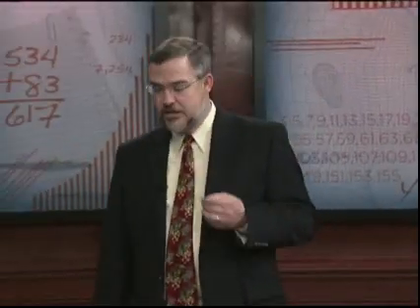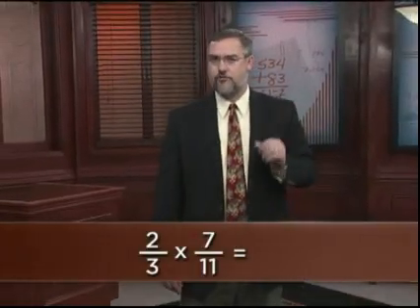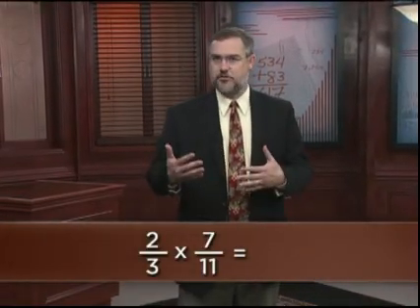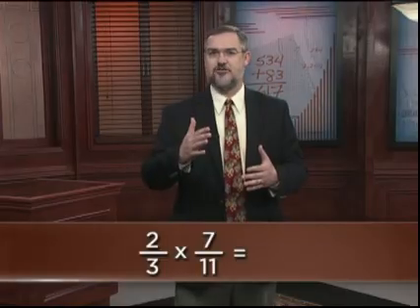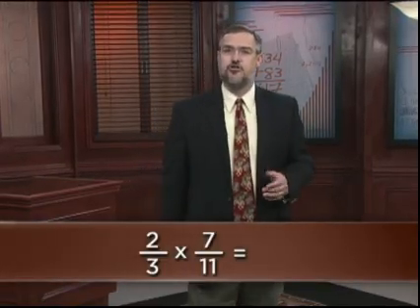Now what I'd like to do is start with a basic example, just to see how the process works when you're multiplying two fractions together. Let's look at this example. Find 2/3 times 7 over 11. Now we see here a multiplication problem. I see the multiplication symbol. Some of us would call this a product, and it involves two fractions.